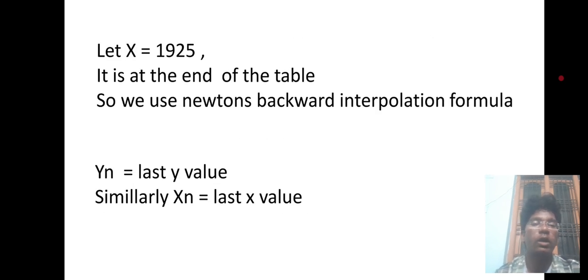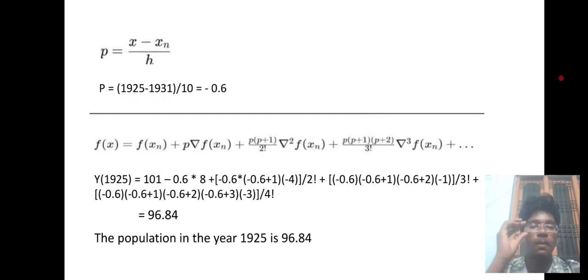Let x equal to 1925. It is at the end of the table. So we use Newton's backward interpolation formula. It is at the end of the table, so we use Newton's backward. y n means last y value, x n means last x value. P equals x minus x n by h. P equals 1925 minus 1931 by 10. We get minus 0.6.